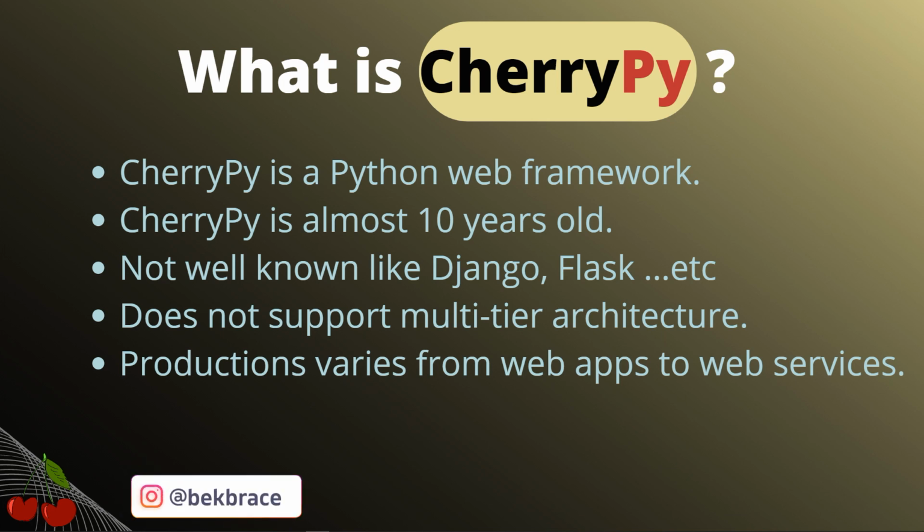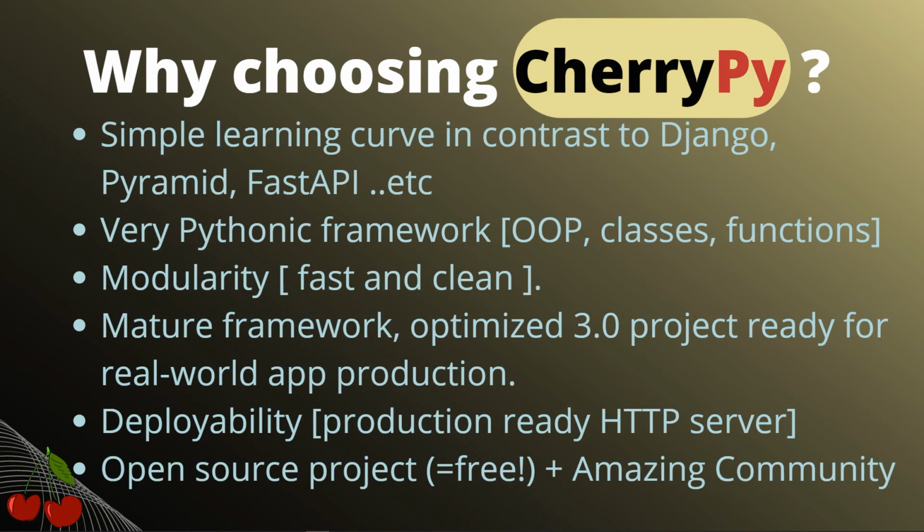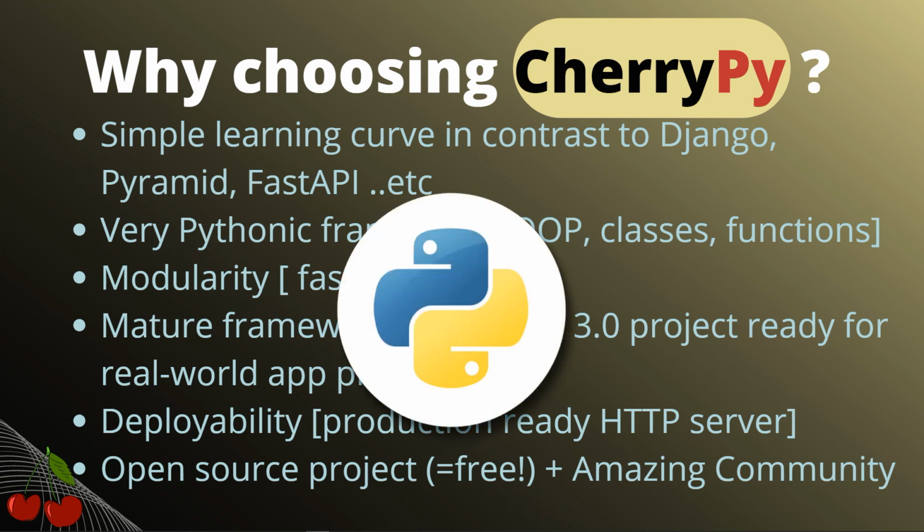Typical use cases for CherryPy go from regular web apps to web services. Why would you choose CherryPy? Here are some reasons. First of all, simplicity. CherryPy has a very simple and light learning curve in contrast to Django, TurboGears, Pylons, and so on. So, to develop a Hello World app is a very simple task, and it will take a few lines, and you don't even have to learn the entire framework, which is, by the way, very Pythonic. It follows Python's conventions very nicely.